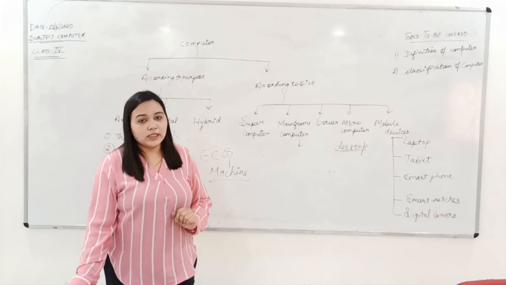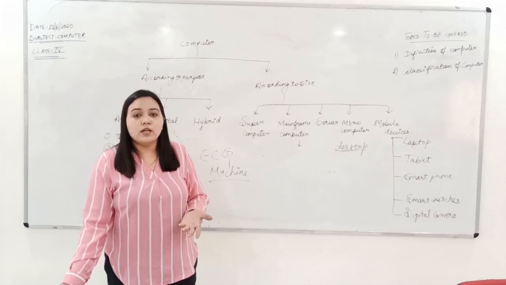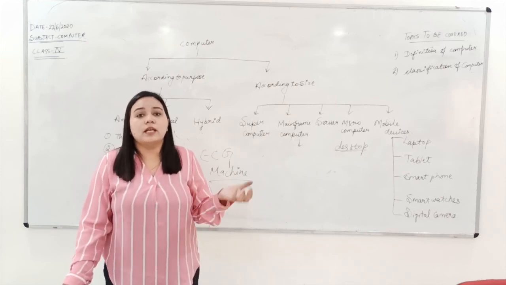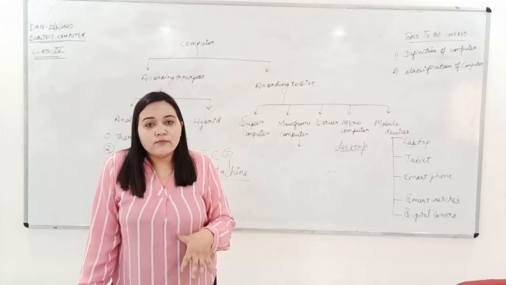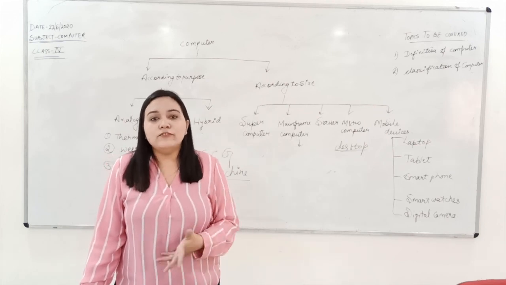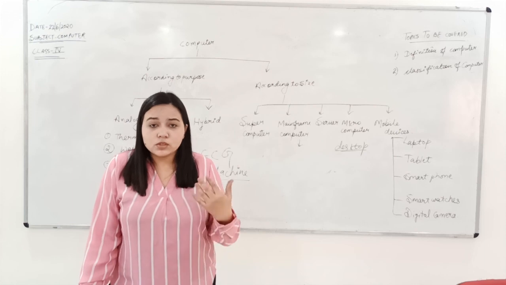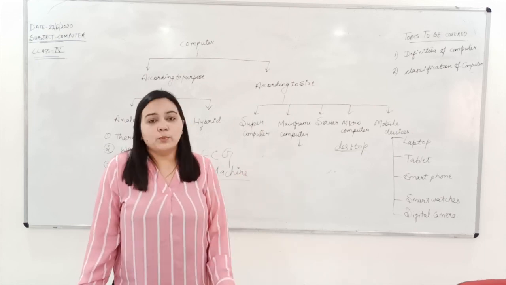Then comes the digital camera. The digital camera is a camera which you can use anywhere, anytime. You can process all your photographs and you can take a printout directly from the camera. So these are all the examples of mobile devices.